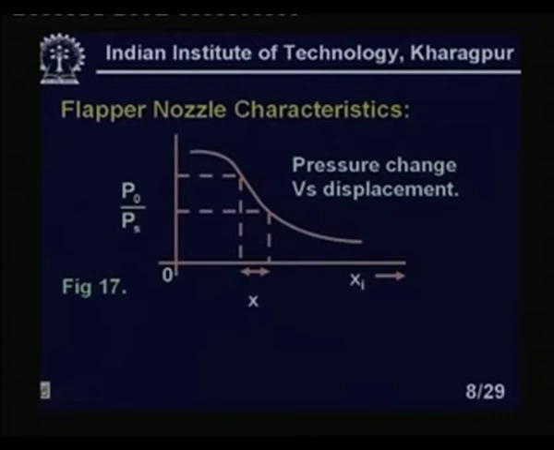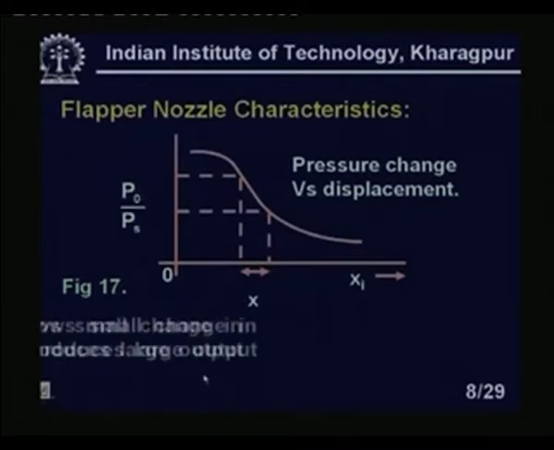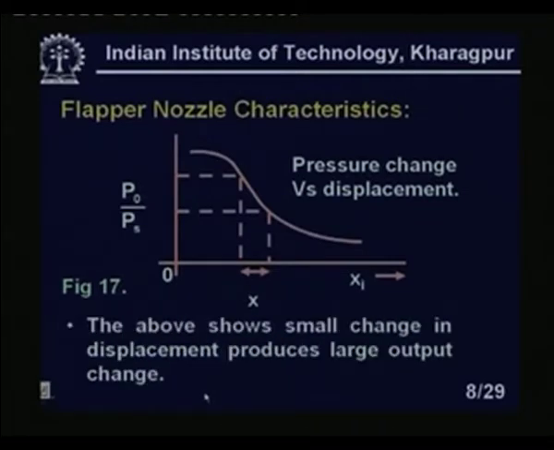Now, flapper nozzle characteristics. You see, this is our flapper nozzle characteristic. This is the output pressure divided by the supply pressure. On the x-axis is the displacement, the displacement of the flapper. So, pressure change versus displacement. This is normalized, so PO by PS. The above shows that a small change in the displacement produces a large output change. You see that in this region, for a small change in displacement, I am getting a large change in the ratio of the output pressure to the supply pressure, right?